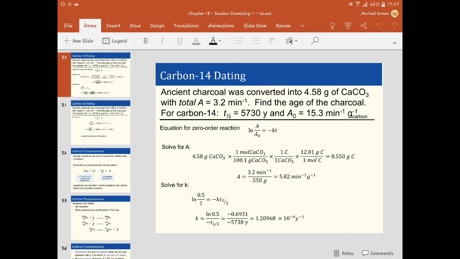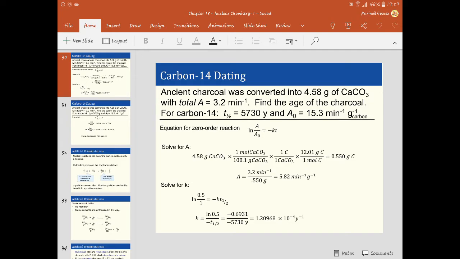It must have the same units as our A sub O. Now, we do not know K, and we are looking for T. So from our zero order equations, we do not know A, we do not know K. So first things first, let's solve for A first, solving for the activity in terms of per minute per gram of carbon.